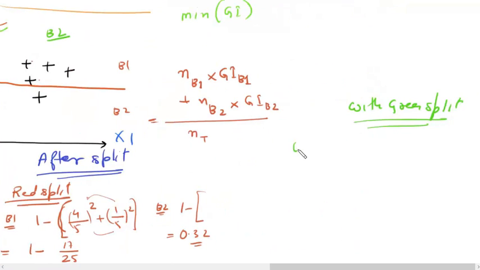So let me calculate for bucket 1. I have 5 minus points here. So remember, I will write the proportion of 5 minus points divided by total. I don't have any plus, so it is 5 over 5, and I have 0 plus points, and the total is also 5. This is the Gini index in bucket 1 after the green split. So 1 minus 1 gives me 0. So the Gini index is 0 in bucket 1.